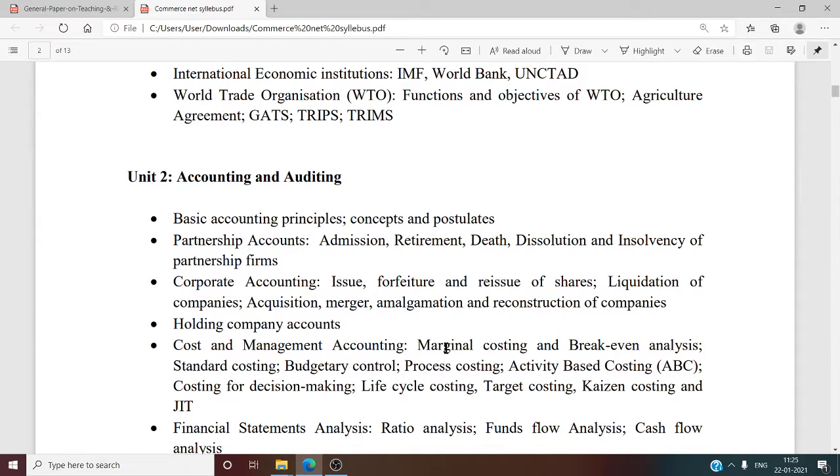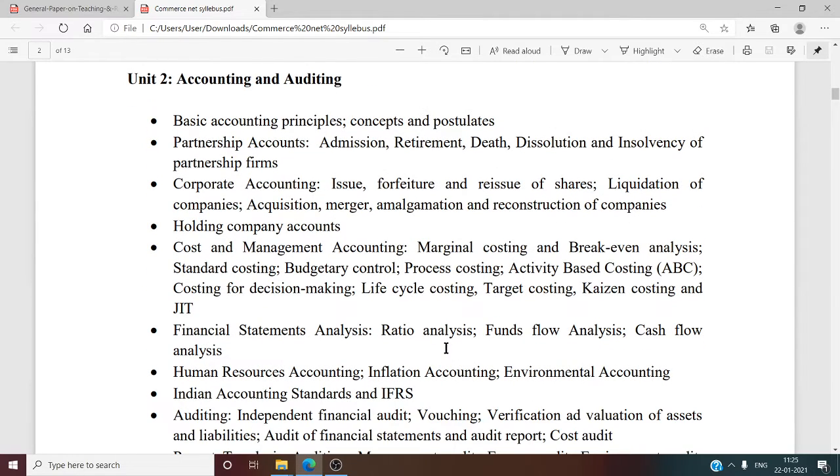Then unit number 2 is regarding accounting and auditing. In accounting and auditing, basically the partnership account is very important: admission, retirement, death, dissolution and insolvency of partnership firm, and accounting principles, concepts and postulates, that is also very important. Various concepts of accounting: money measurement concept, dual entity, separate legal entity concept, matching concept, all these concepts you should know. Then corporate accounting: issue, forfeiture, reissue of shares, liquidation of companies, acquisition, merger, amalgamation, reconstruction of companies, holding company accounts, etc.